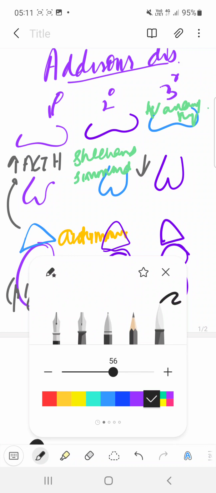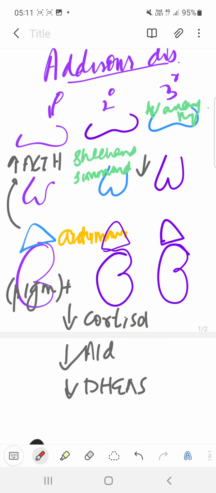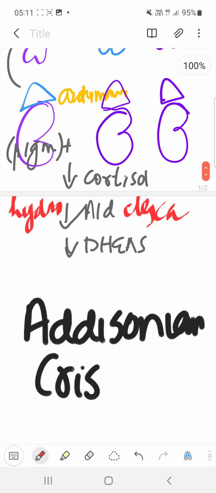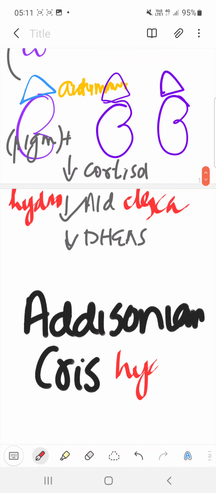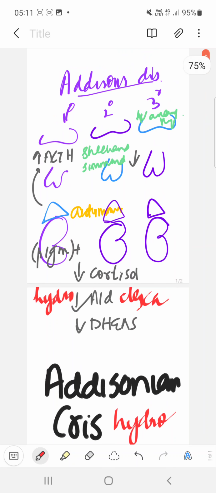In primary case, the treatment is fludrocortisone. So, primary case you have hydrocortisone. In secondary and tertiary you have dexamethasone. And in Addisonian crisis, hydrocortisone. So these are the treatments.